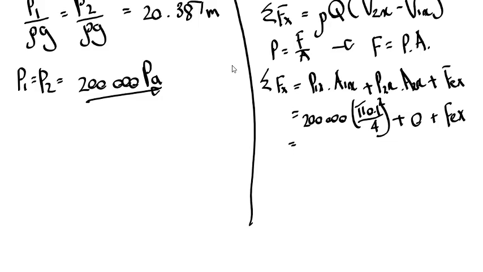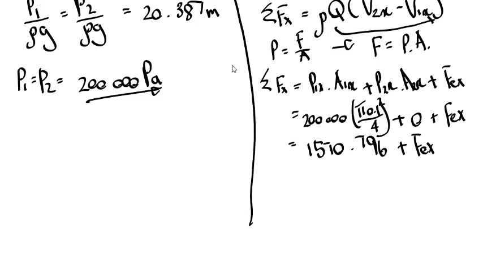And that gives us a value of 1570.796 plus FEX. So you can't give it units or anything just yet. You're going to use this later on to combine the FEX equals rho G (F2X minus V1X). Okay, so now we have to do the right hand side of the equation.